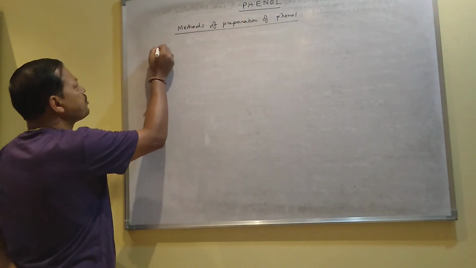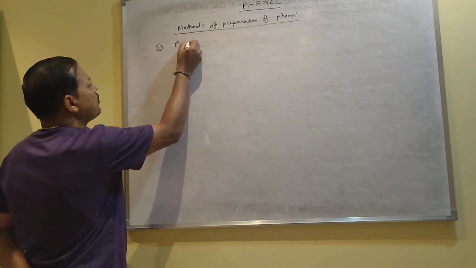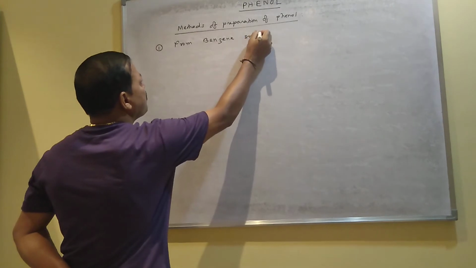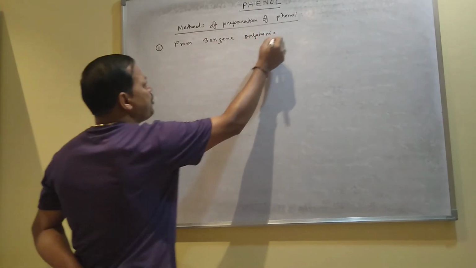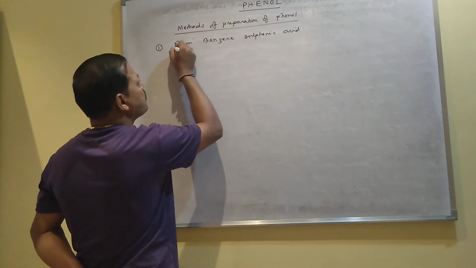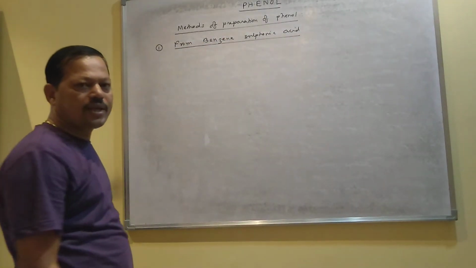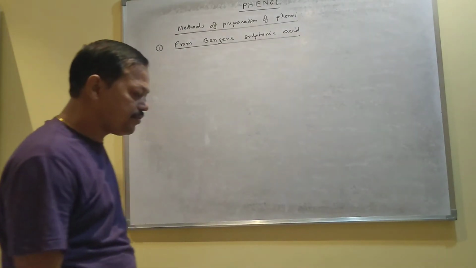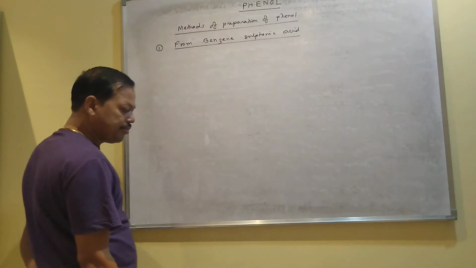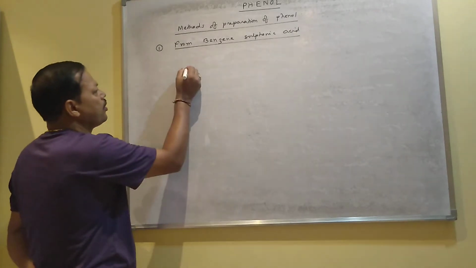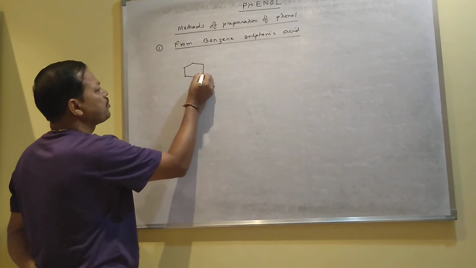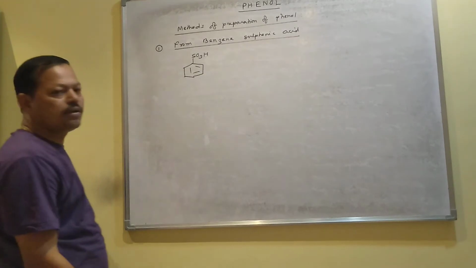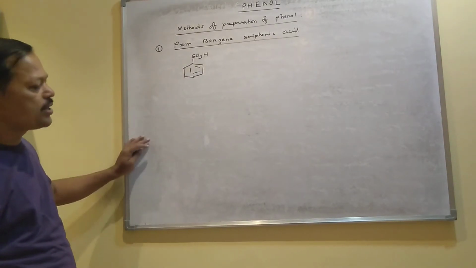Number one method, from benzene sulfonic acid. Sulfonic acid is a group, its formula is SO3H, and it comes from sulfuric acid. This compound is called benzene sulfonic acid. SO3H is called the sulfonic acid group.